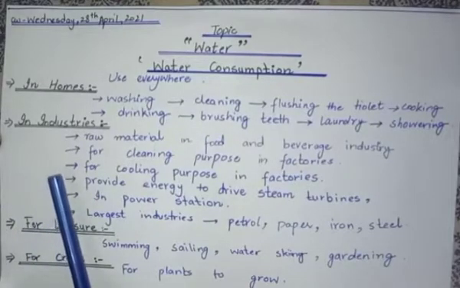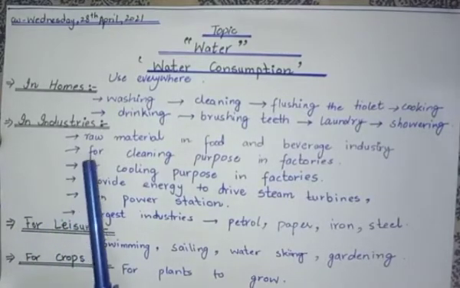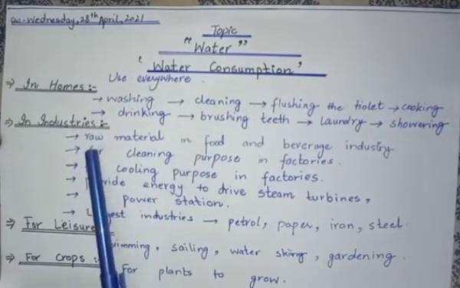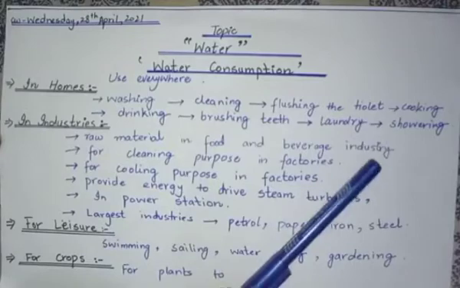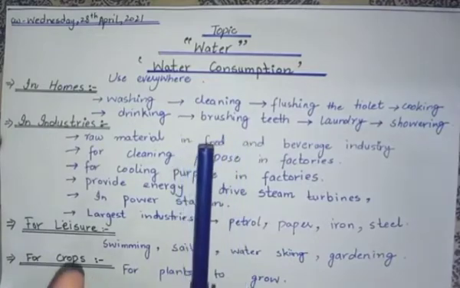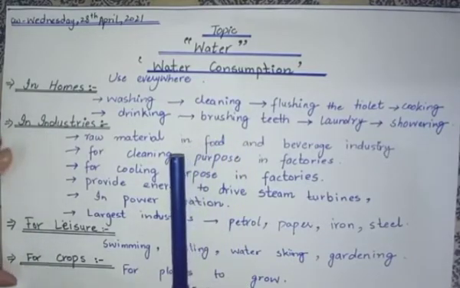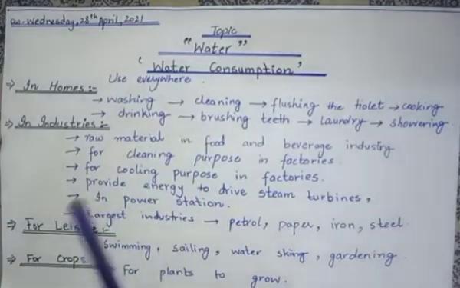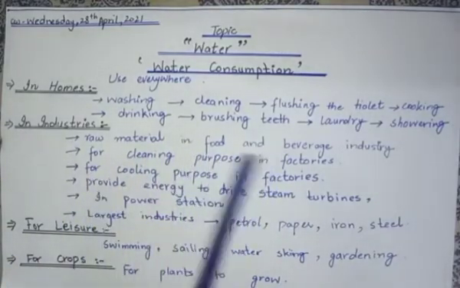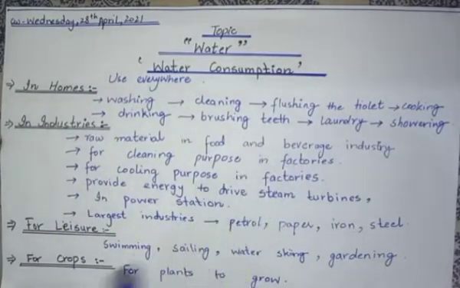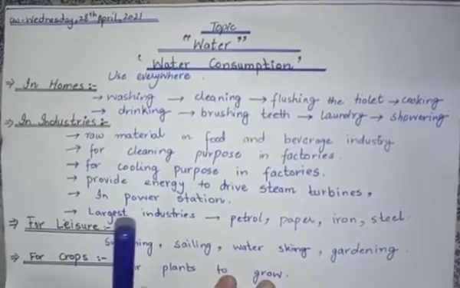Next use is in industries. Students, the main roles of water in industries are: number first, raw material in the food and beverages industry. Students, as you know, water is used in food and we make various foods with the help of water. Water is the most essential ingredient for food, so it is the raw material in the food industries. Next is cleaning purposes in factories. When factories get dirty, water is used for cleaning.